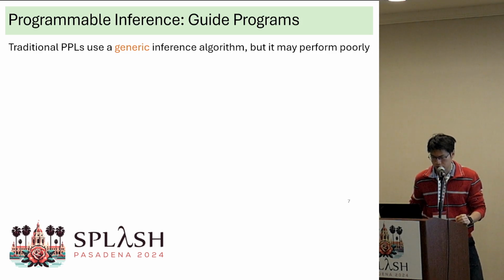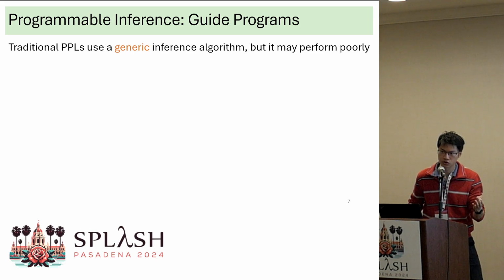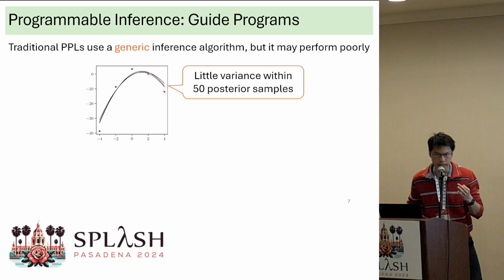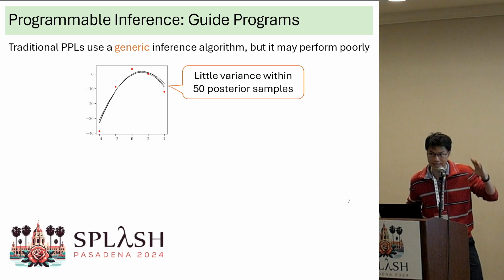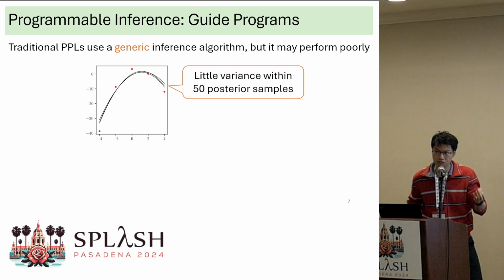Traditional probabilistic programming languages use a generic inference algorithm that is applicable to all Bayesian inference problems, but it may perform poorly by failing to converge to the target distribution quickly enough. This is the result of running a generic inference algorithm in our running example of Bayesian polynomial regression. For this plot, we draw 50 posterior samples of polynomials. And as you can see, many of them overlap. So there's little variance within these 50 posterior samples. And it means that the generic inference algorithm does not effectively explore the space of posterior samples.